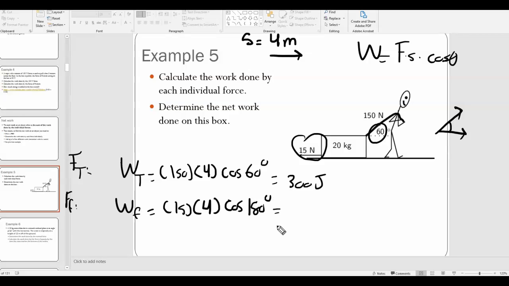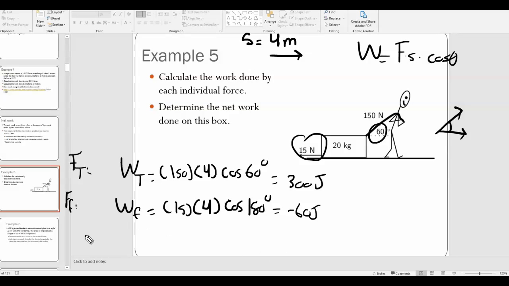Again, you have to be really careful in these problems not to just see an angle and be like, oh, it's 60 degrees. No, you need to understand what that angle represents. Because theta here is not 60 degrees, it's 180 degrees. Cosine 180 is -1, by the way, and so that would be -60 joules.